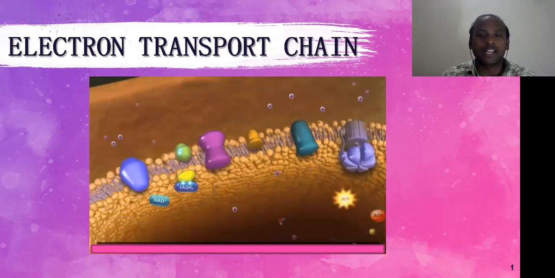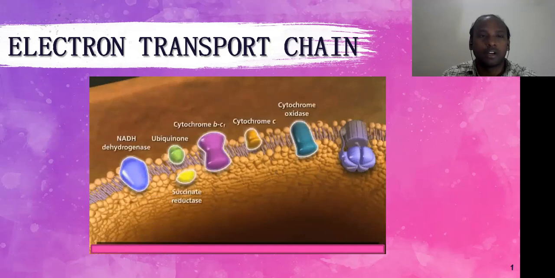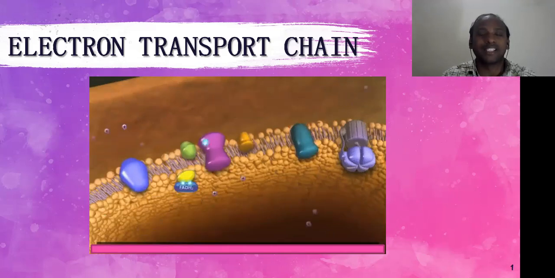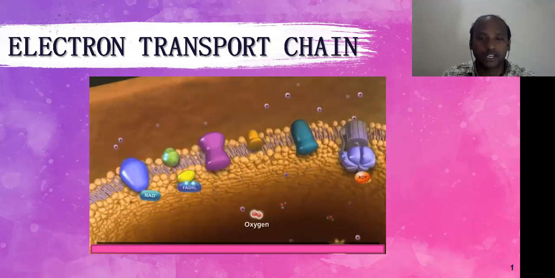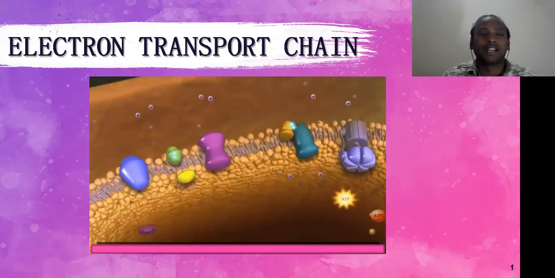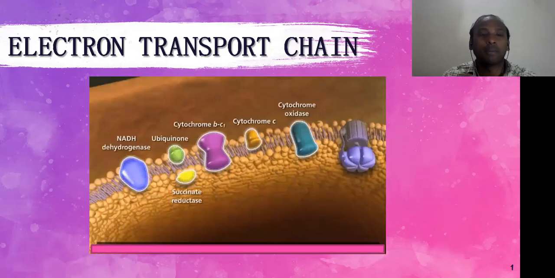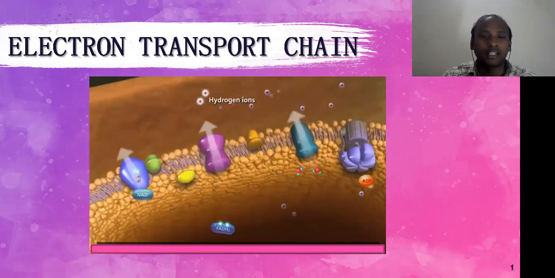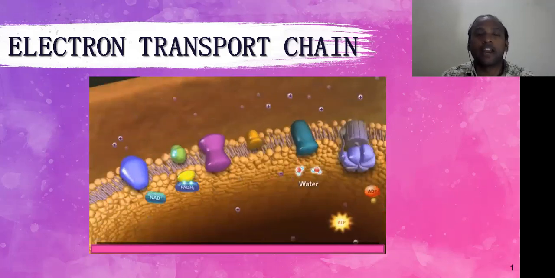Here we should understand that in the two previous pathways there is a synthesis of reduced molecules, that is NADH and FADH2, the electron carrier molecules generated in the previous steps. Those electron carrier molecules are now involved in this electron transport chain, where they donate electrons in a systematic manner so that a proton gradient is generated across the membranes, and finally that can lead to the generation of ATP.